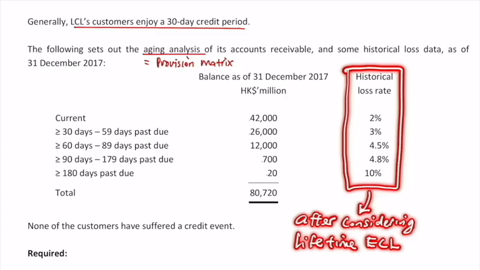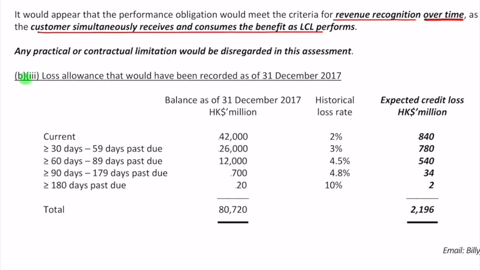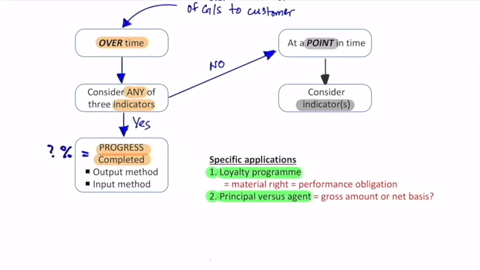Can I look at the suggested answer? This is the balance given to us multiplied by the loss ratio, equals expected credit losses of 2,196, based on lifetime expected credit losses. Please refer to page 832.